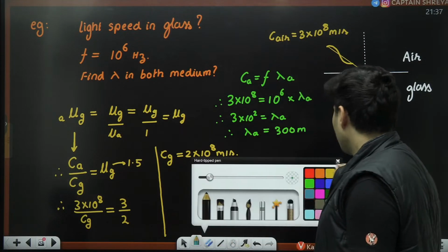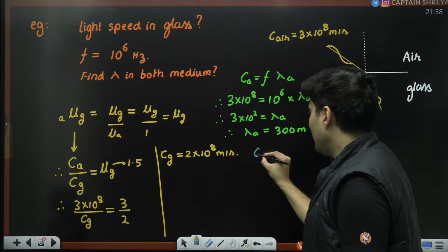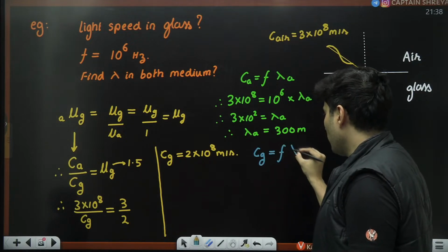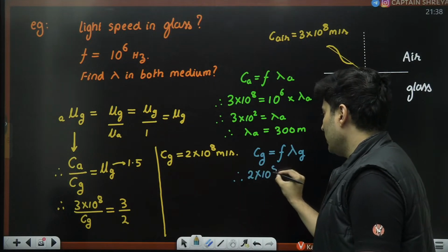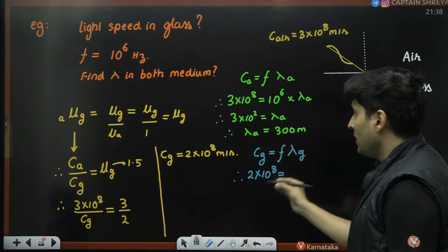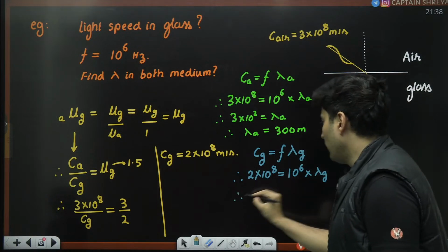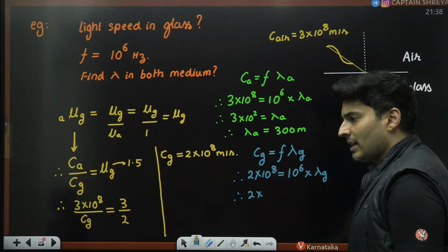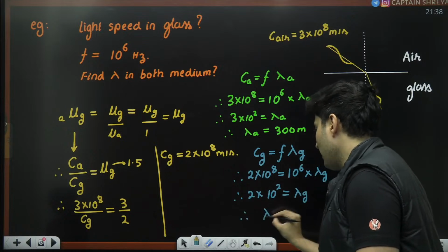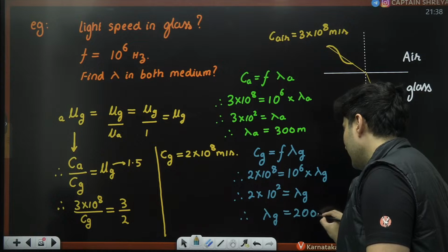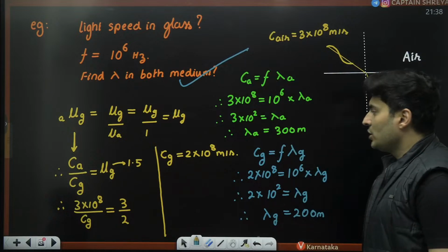Cool. Next part. If you talk about the second medium, which is basically glass, speed of light in glass is frequency into wavelength in glass. Speed of light in glass, we just figured it out, 2 into 10 to the power 8. Frequency doesn't change, of course. So 10 to the power 6 and lambda g. Therefore, 2 into 10 to the power 8 equals 10 to the power 6 into lambda g. What is remaining is 2 into 10 to the power 2 as lambda in glass. So the wavelength in glass is 200 meters. So find the wavelength in both the mediums. That job also we have done.